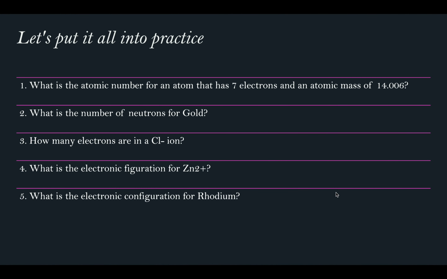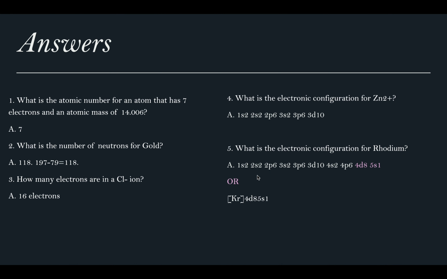So here are some questions, and here are the answers. The atomic number for an atom that has 7 electrons is 7, because as long as it's not charged, the number is the same for protons and electrons. What is the number of neutrons for gold? Well, just subtract the atomic number from the mass number to get your neutron number. Just use your periodic table.